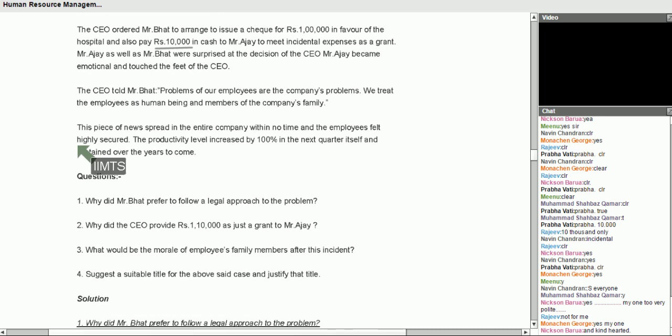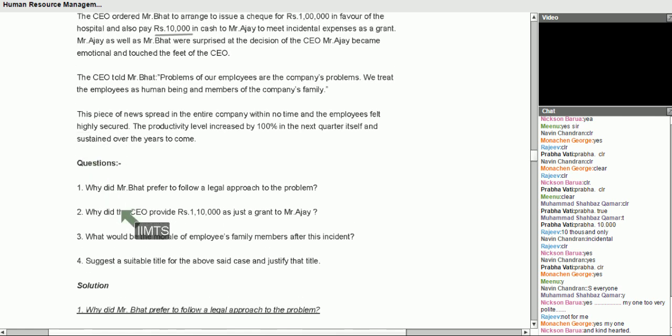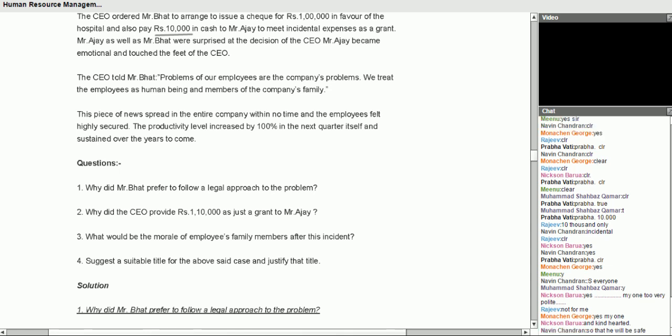Yeah, well, let's go through the questions quickly. Question number 1. Why did Mr. Bhatt prefer to follow a legal approach to the problem? See what Mr. Bhatt did: after 1 month he contacted the CEO and asked them to issue a legal notice. He was right from his side so that he will be safe.